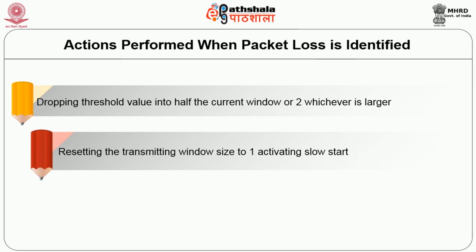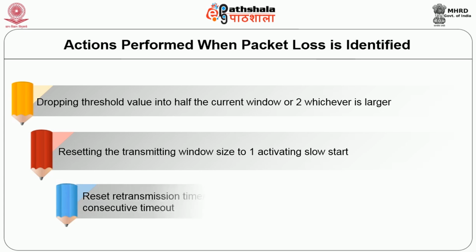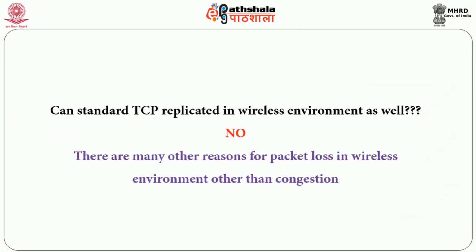The transmitting window size is reset to 1, activating slow start. And thirdly, the retransmission timers are reset to a backoff interval that doubles with each consecutive timeout. So these are the actions which are performed when a packet loss takes place at TCP. That is, these are the steps which handle packet loss, assuming that only congestion is the reason for packet loss. Now the question is, can I apply this TCP mechanism directly to the wireless environment?